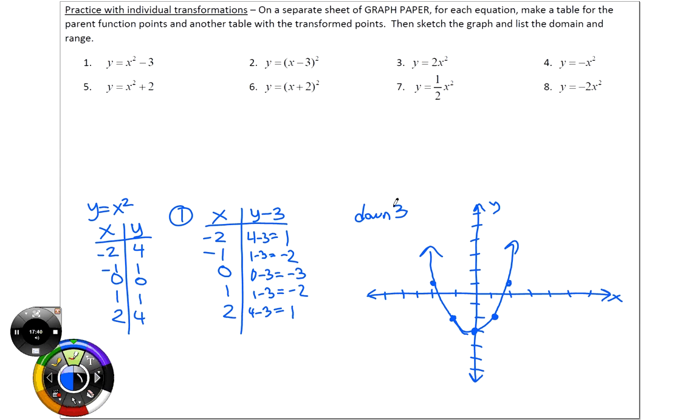And then it just asks you for domain and for range. So the domain here is still all real numbers, or negative infinity to infinity. And then the range here is from negative 3 and above. So y is greater than or equal to negative 3. Or our graph goes from negative 3 to infinity. Okay? Is this all right with everybody?